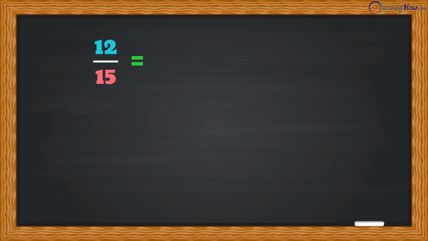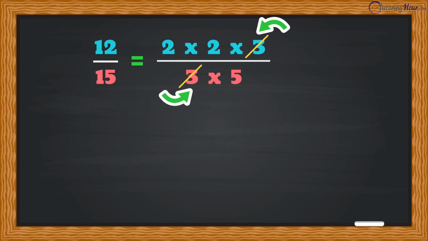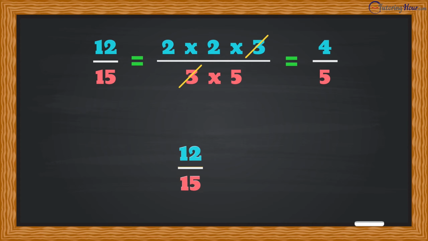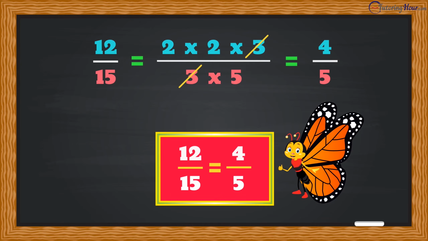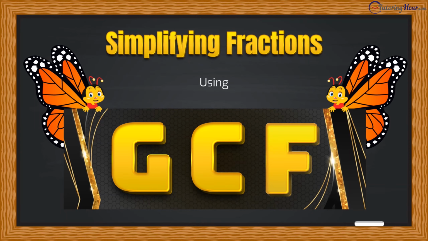Now, 12 can be written as 2 times 2 times 3, and 15 can be written as 3 times 5. The 3 in the numerator and the 3 in the denominator cancel out each other, and multiplying what's left, we have 4/5. So 12/15 is reduced to 4/5. Great job! Now, we'll take a look at how to simplify fractions using the GCF.